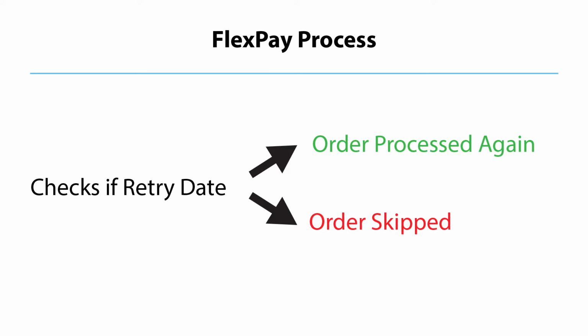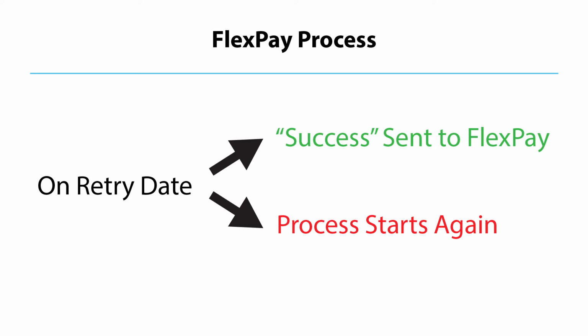After that, the next AutoShip retry run looks at the order number and retry date. Then it determines if the retry date is today. If so, the order is processed again. If not, it's skipped. And finally, if the retry is successful, the system notifies FlexPay. If the retry is unsuccessful, we'll start the process again from step 1. If a successful payment gets refunded, FlexPay is notified to reverse any success charges to your account.